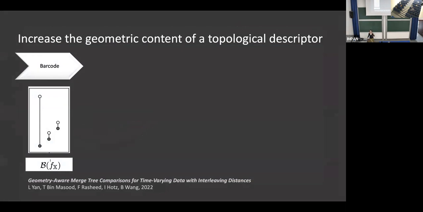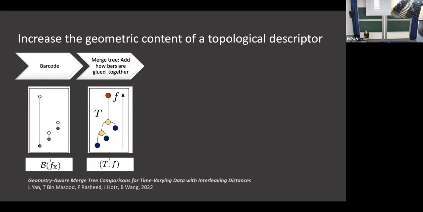But then if you compare, you don't care whether this is a left mountain or the right mountain. But these are mostly not sufficient for our purpose. So the next step, going to the merge tree, we're adding already a little bit more geometry in it.